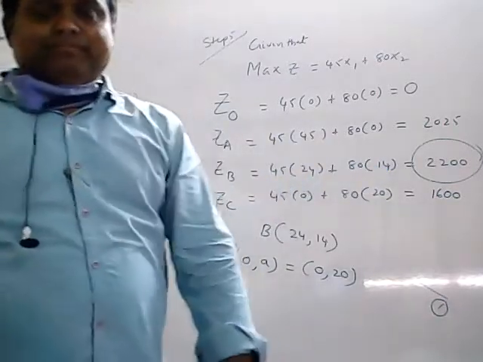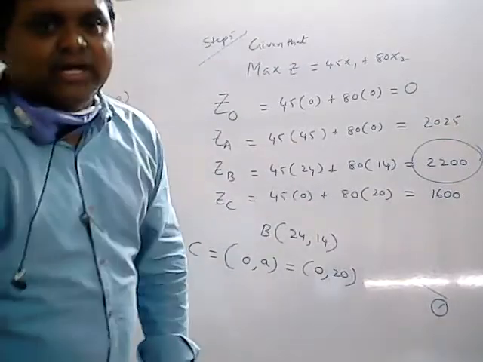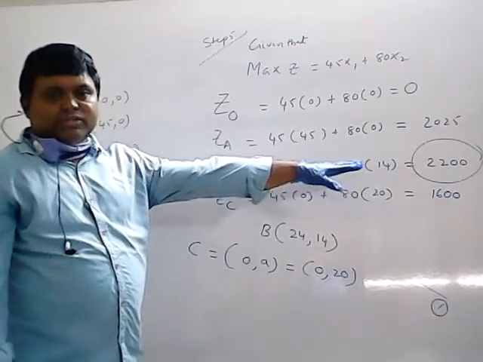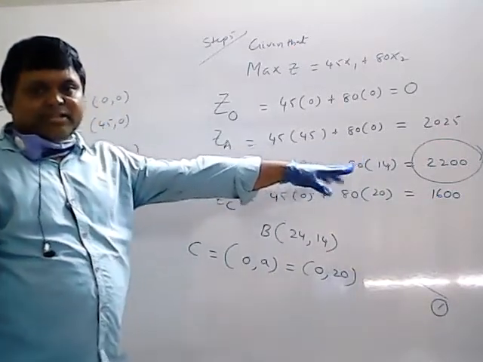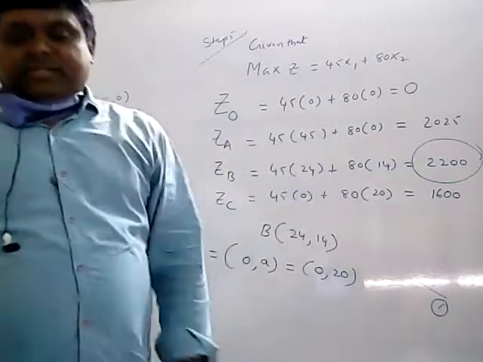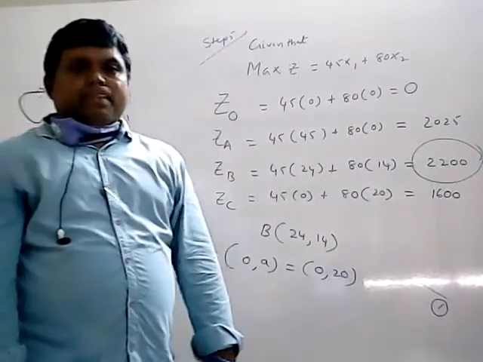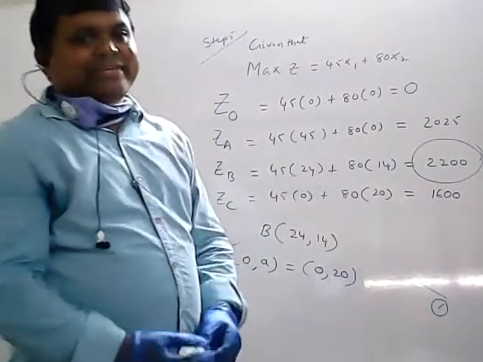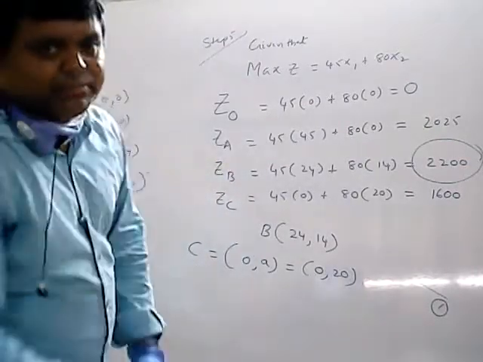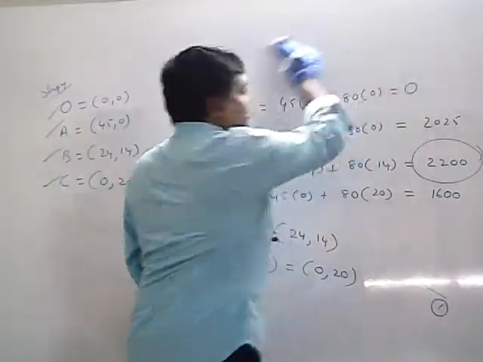And the last step, step number 6. This is the last point. Step number 6, you got the answer. What is the answer you got? The optimum solution for this particular LPP by using the graphical method is 2200 at the point B. Step number 6: the optimum value to the given LPP by using the graphical method.